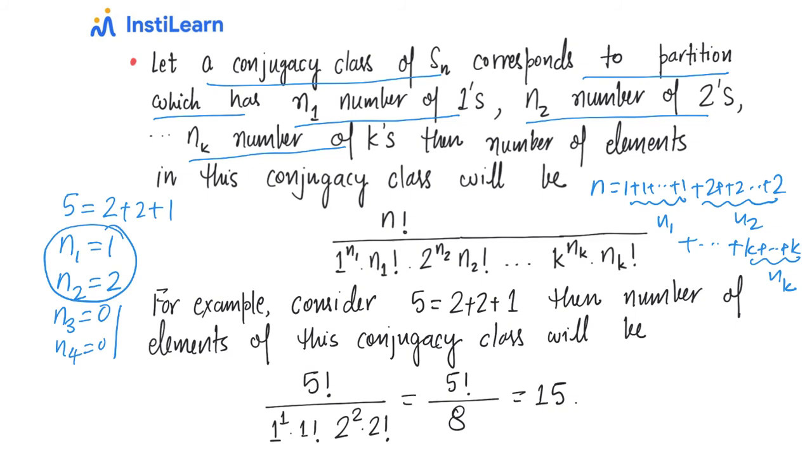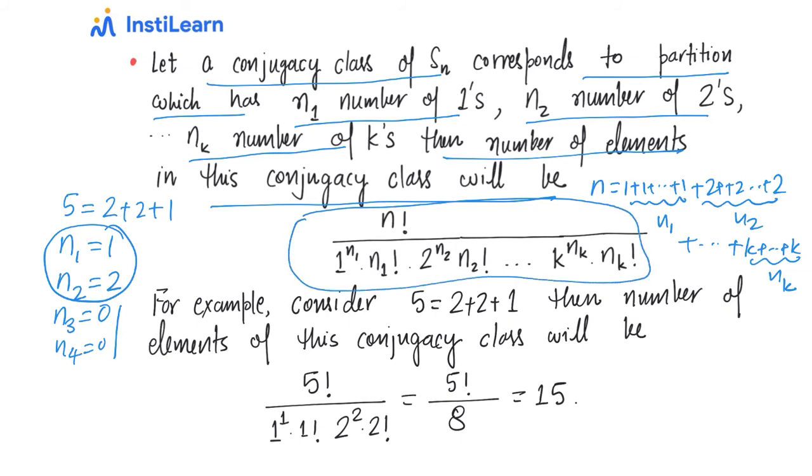So you take these non-zero numbers, then the number of elements in the conjugacy class associated to this partition will be this number. You take n factorial and you divide by: 1 is appearing n1 number of times, so 1 to the power n1 times n1 factorial. 2 is appearing n2 number of times, so 2 to the power n2 into n2 factorial. Similarly, you take all the numbers that are appearing, and the last one is k, which is appearing nk number of times, so k to the power nk into nk factorial.